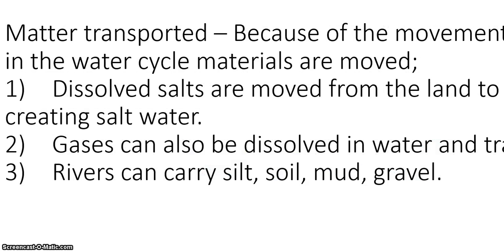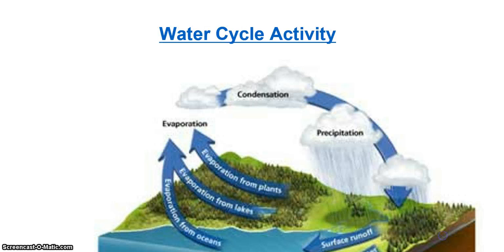The other thing is material. Material is also transported because with the movement of the water in the water cycle, materials get moved. Dissolved salts on land end up in the ocean. That's why the ocean is salty. Gases can also be dissolved in water and then transfer throughout the ocean. Rivers can carry silt, soil, mud, and gravel.